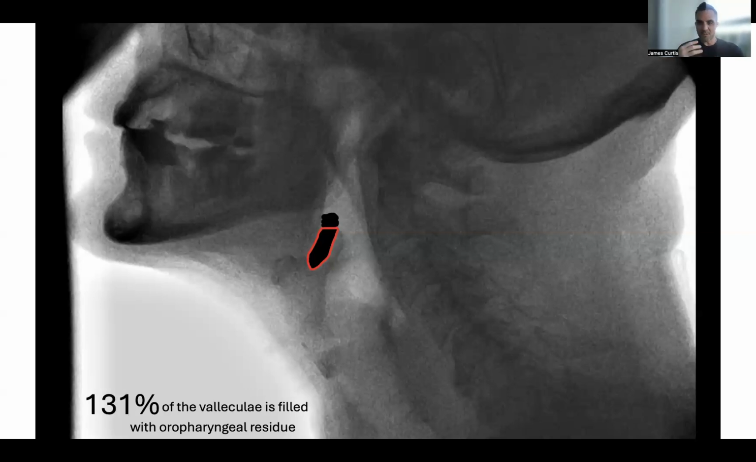So I hope this helps clear things up. I hope this helps with a little bit of calibration for you all, thinking about our anatomic boundaries, our substructures within each boundary, and then how we go about doing our ratings. Let me know if you have any questions.